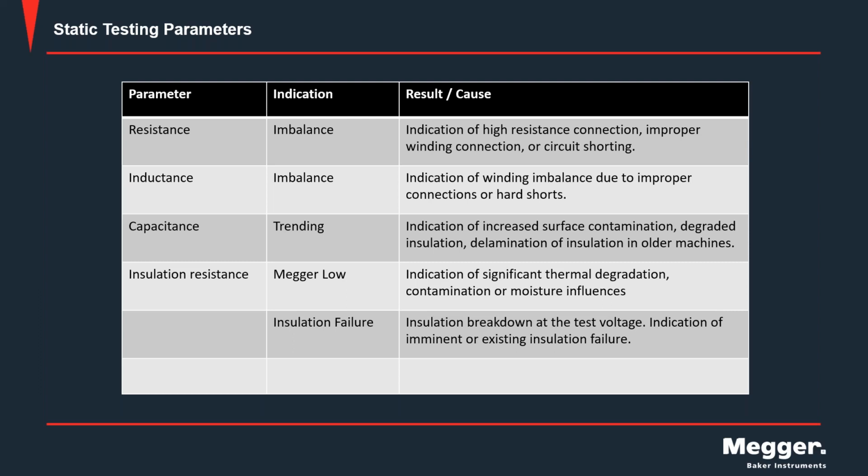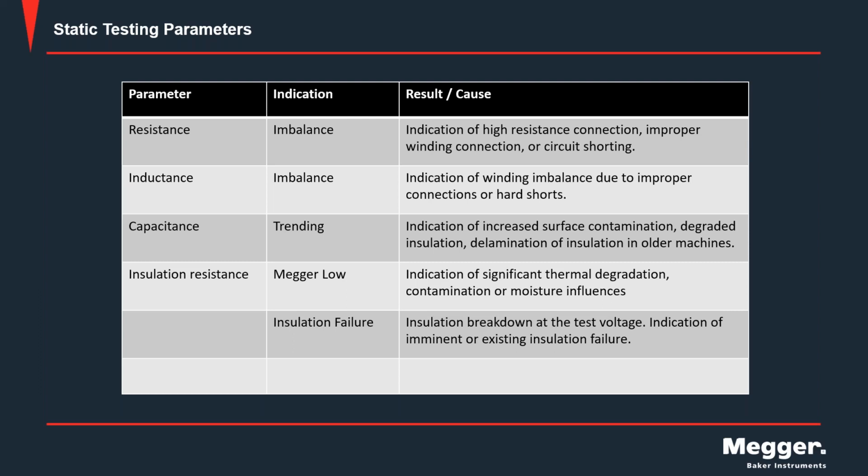Then we move into our DC test, which is our insulation resistance test. If we have a low MEGGER value or low MEG value, that's an indication of significant thermal degradation. It could be an indication of contamination. This number is influenced by moisture. So again, we want to take into consideration temperature and moisture with this number. But if we have a low MEG value, that's indicating something to us here, that we have issues in that motor. An insulation failure, that would be an overcurrent trip by our tester.